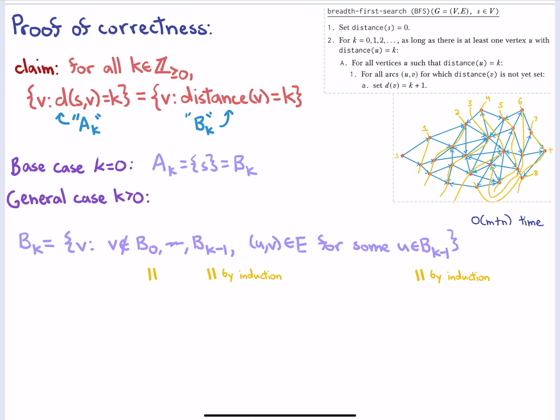Okay. And now where does induction come in? By induction, when I look at each of those Bi where i is less than k, what do I know about it?